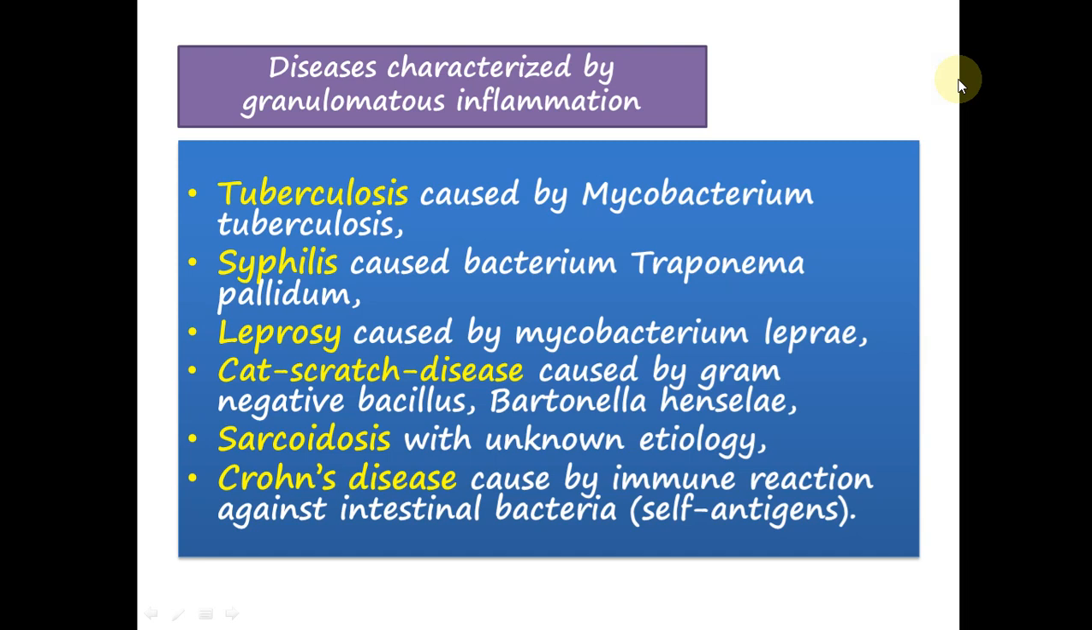So here again in Crohn's disease, no external organisms are involved, but it is said that Crohn's disease results from the reaction of the immune cells against those bacteria that are known as commensals, and they normally exist in the large intestine without causing any damage to the person. They are therefore also known as self-antigens.